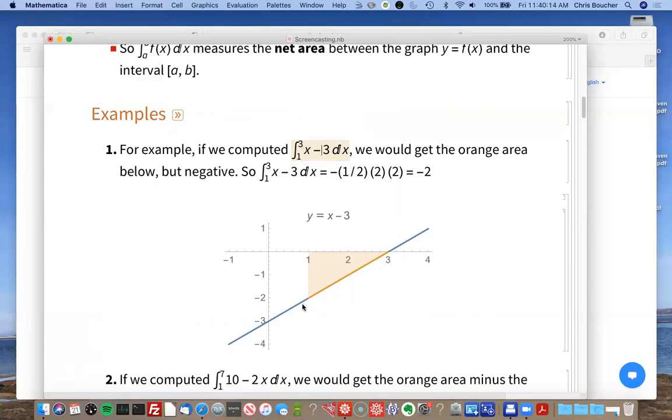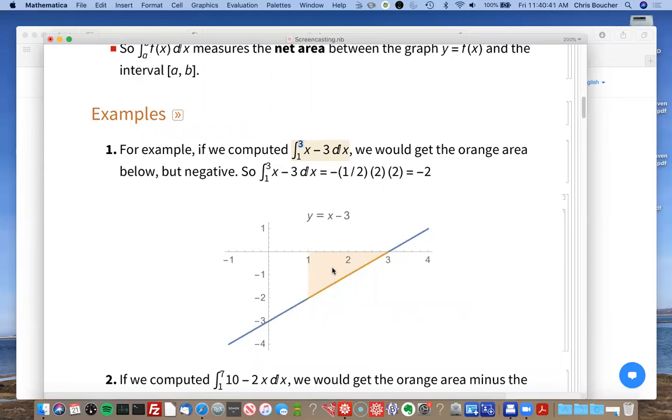However, I can draw a graph of this function, right? So here's the function y equals x minus 3. This function, by the way, is called the integrand. The function that is inside the integral notation is called the integrand. When I draw this function, the orange interval is the interval from 1 to 3. Those are the limits of integration. 1 is called the lower limit of integration. 3 is called the upper limit of integration.